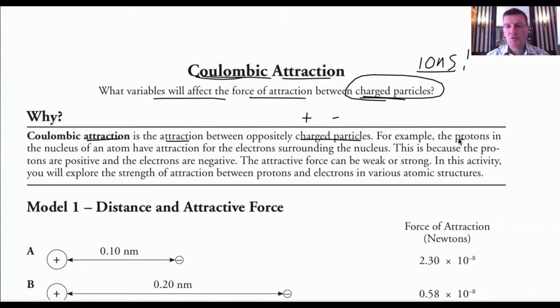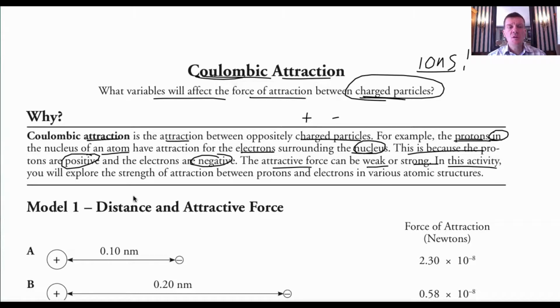For example, the protons, at the subatomic level, are in the nucleus of the atom. The protons in the nucleus of an atom have attraction for the electrons which are around the nucleus. We're going to talk later about the electron cloud and where those electrons reside. This is because the protons are positive and the electrons are negative. This attraction force can be weak or strong.